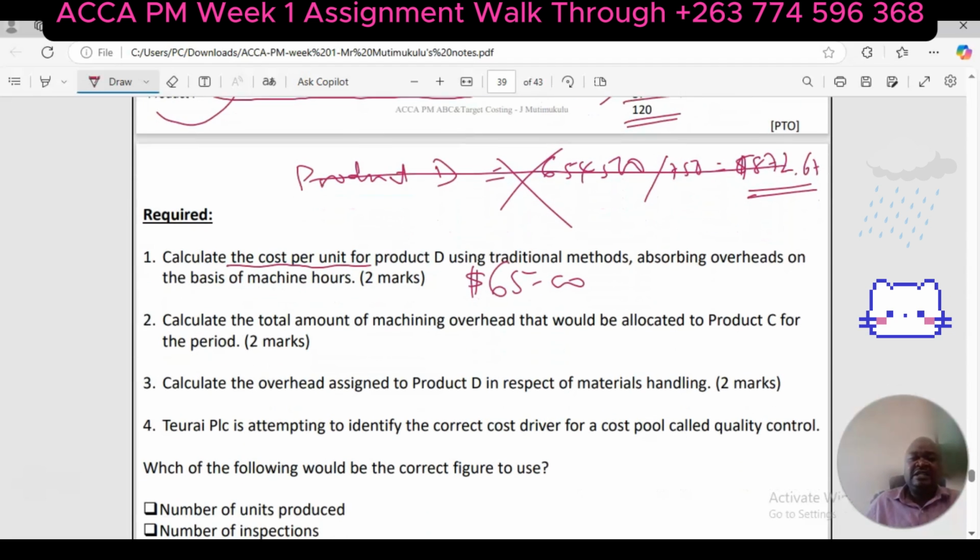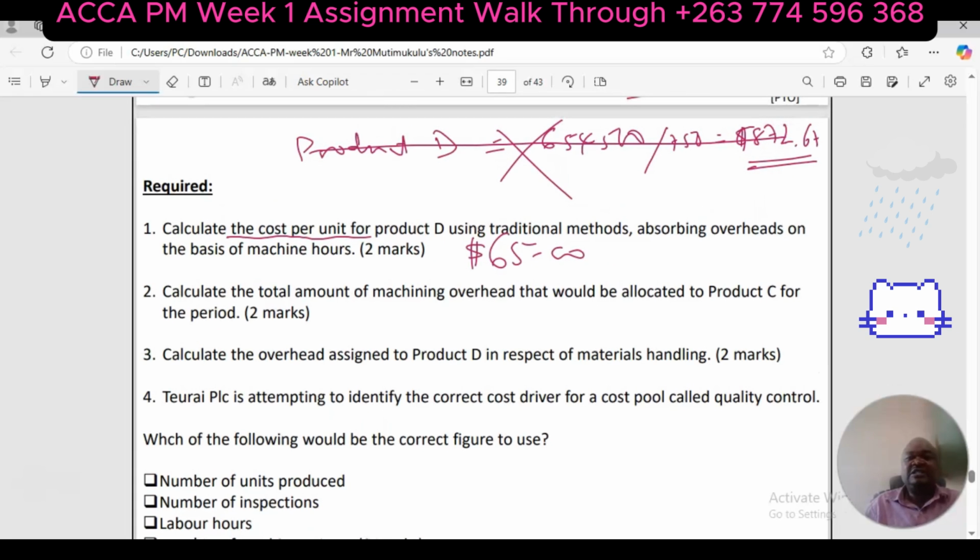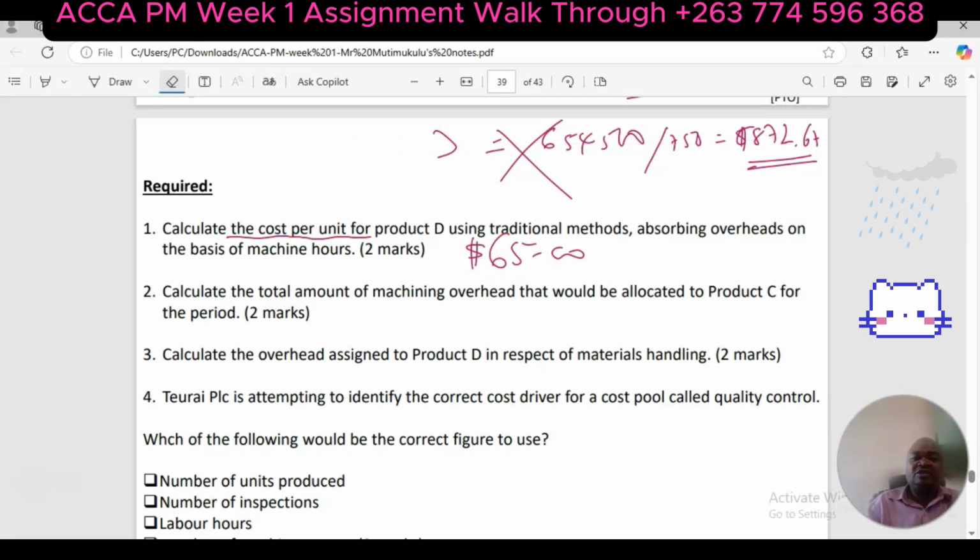The next computation is talking of the total amount of machining overhead that would be allocated to product C for the period. Since we've done the first part, allow me to rub off, because I do not have enough area to utilize in doing these computations. Let me rub off this. We can leave out the 65 for now and utilize the available spaces.